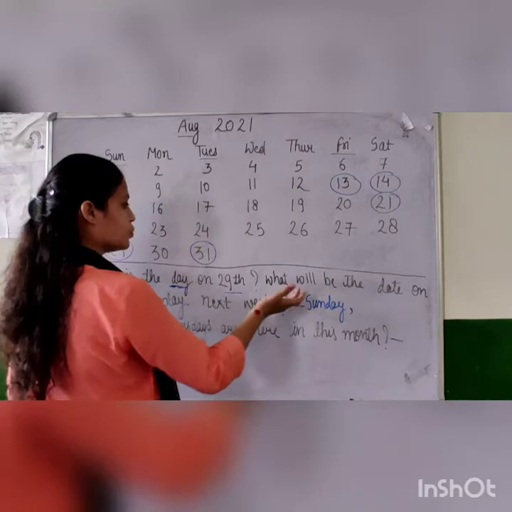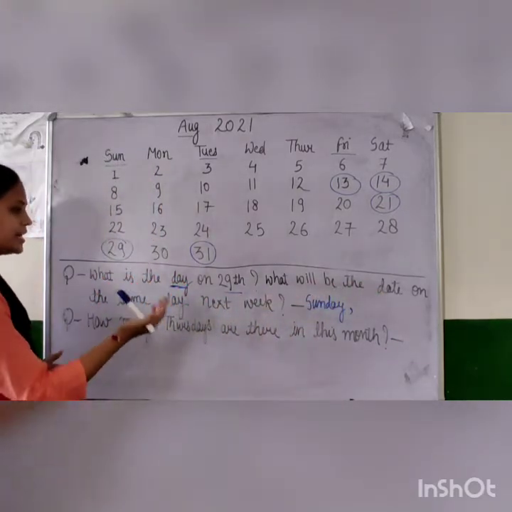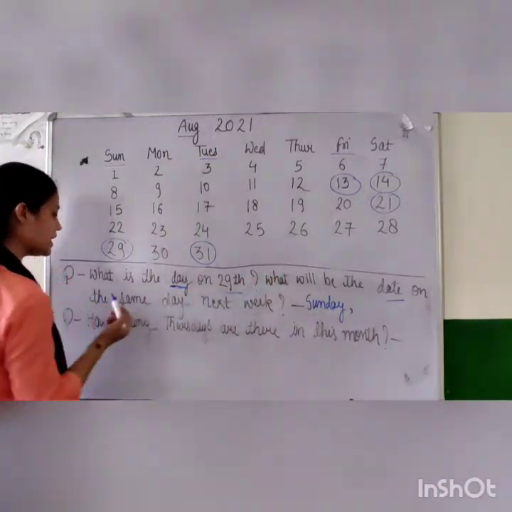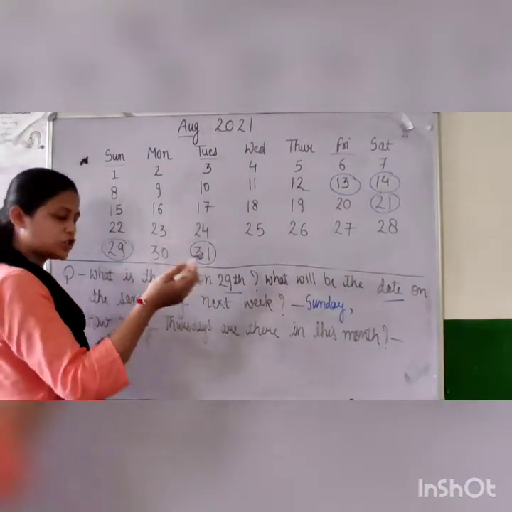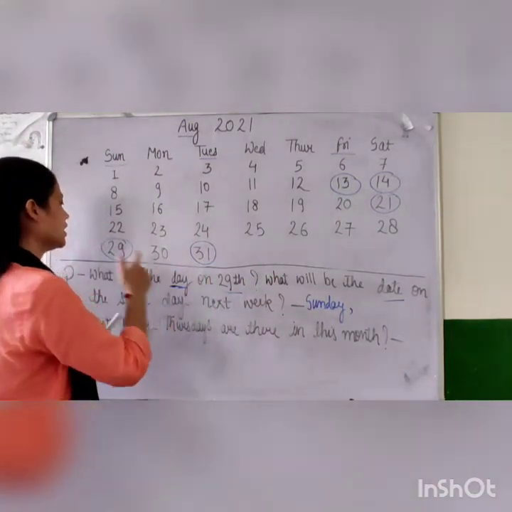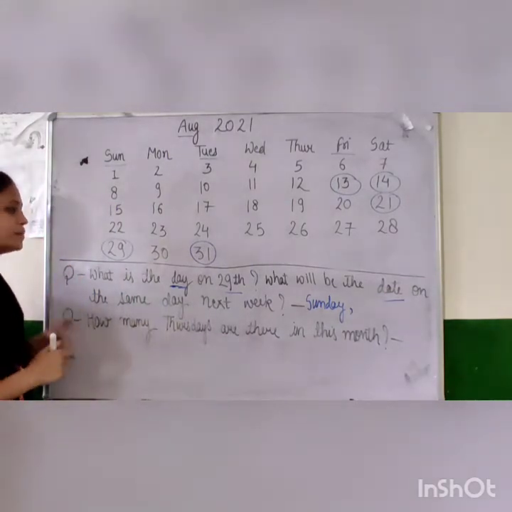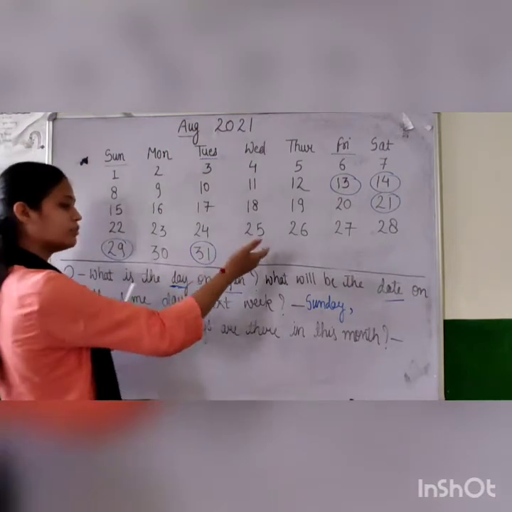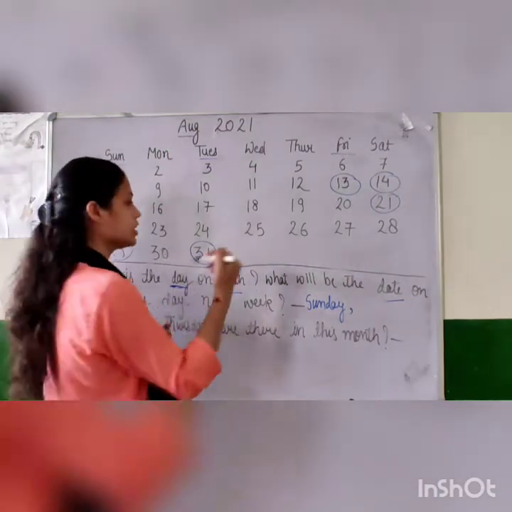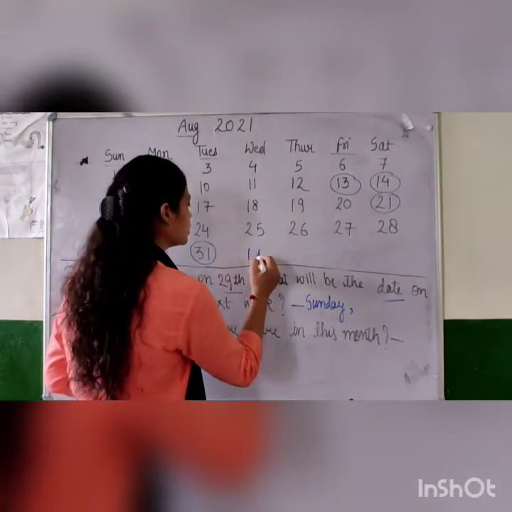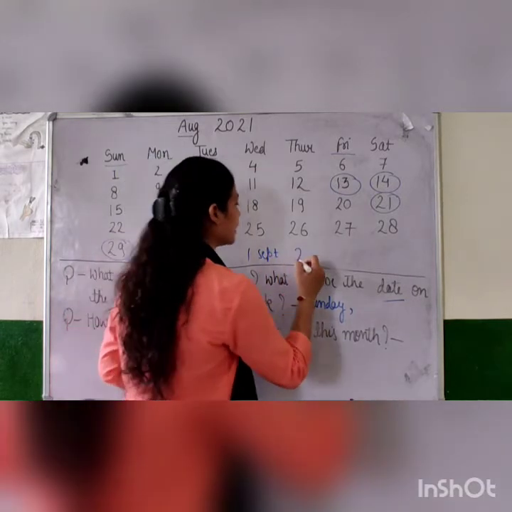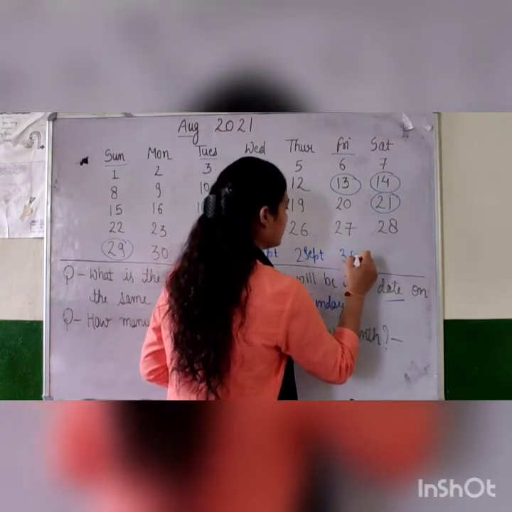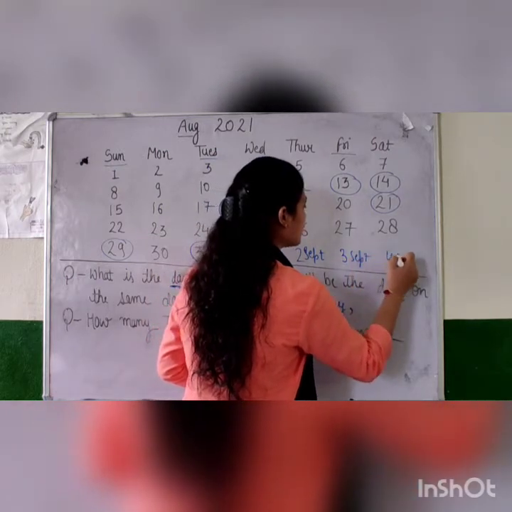The second part is, what will be the date on the same day next week? You have to tell the date on the same day but next week, after this week. Let's start counting. After 31, it will be September. 1st of September will come next, then 2nd September, then 3rd September, then 4th September.